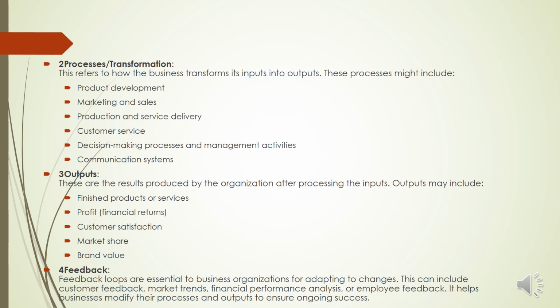Also, it can be part of feedback at the same time. We also have the market share and the brand value. All these are part of the output of a business organization. The fourth one we have is the feedback, which is essential for a business organization for adapting to changes. This includes customer feedback, market trends, financial performance analysis, or employee feedback. It can help to modify businesses and their processes and output to ensure ongoing success in a business environment.